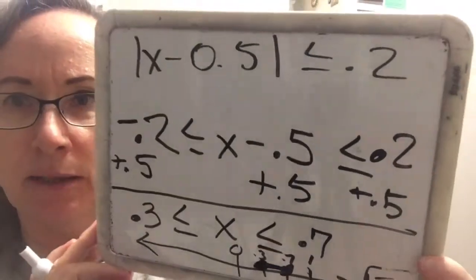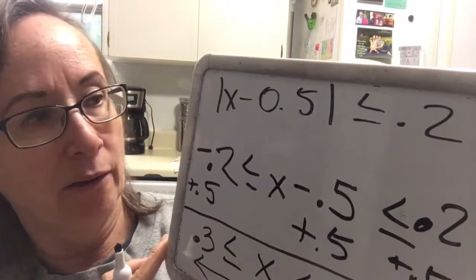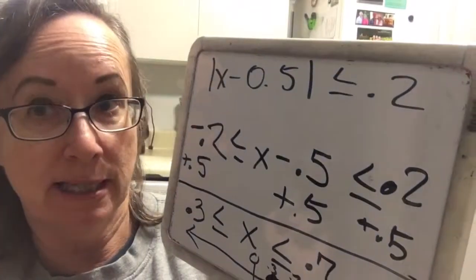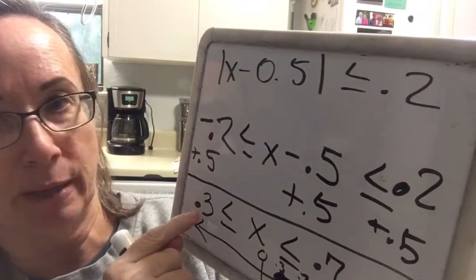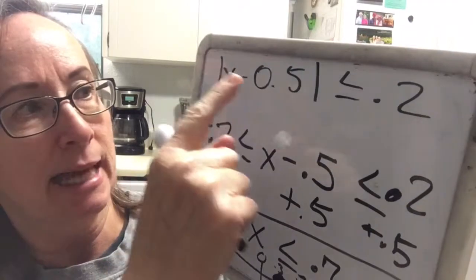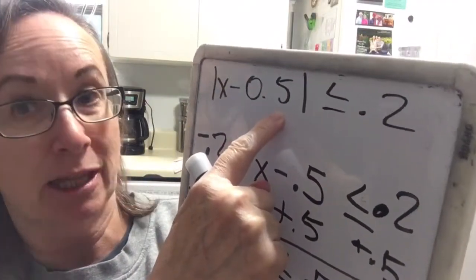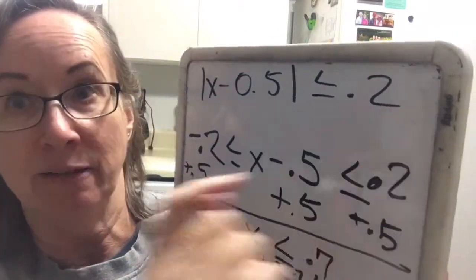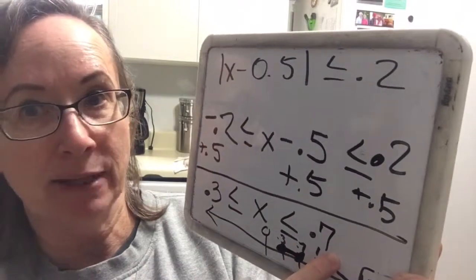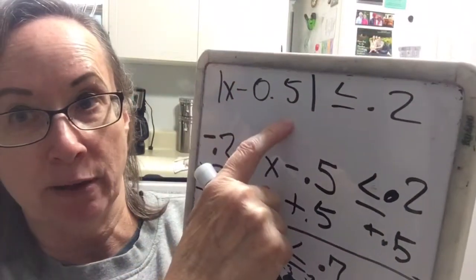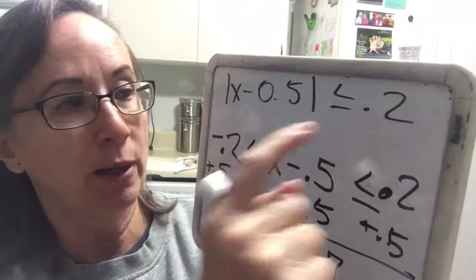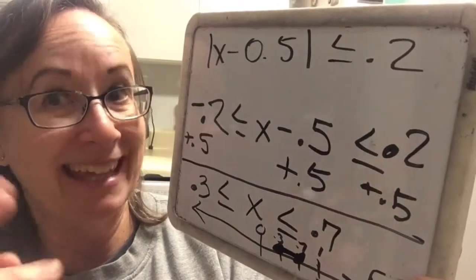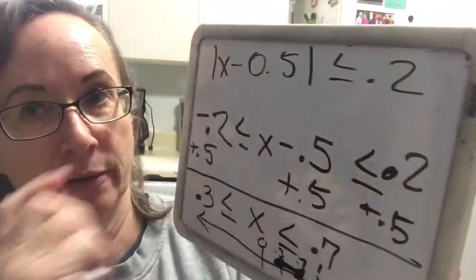Now, can we check absolute values? We can. Now, these two endpoints should make the equal situation true. So if I plug in a 0.3, then I'm going to get 0.3 take away 0.5, which is going to be a negative 0.2, and then the absolute value makes it a positive 0.2. If I plug in my 0.7, I'm going to get 0.7 take away 0.5 is a 0.2. The absolute value of a 0.2 is a 0.2. So the endpoints of your answer will be the equal answers up here.